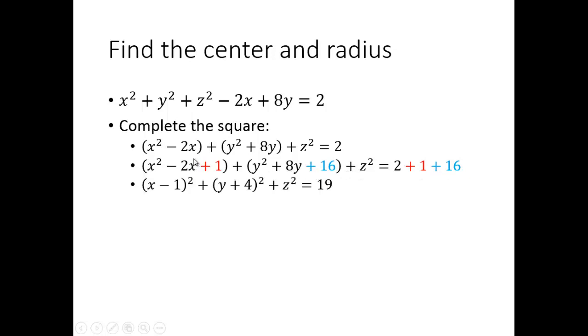Okay, next step, now this factors as a perfect square. X squared minus 2x plus 1 is x minus 1 squared. Y squared plus 8y plus 16 factors as y plus 4 squared, and z squared is just z squared. And then 2 plus 1 is 3, plus 16, that's 19. So this is really our sphere equation. And now you can read off the center. The x coordinate is 1, the y coordinate is negative 4, since y plus 4 is y minus negative 4. Z squared is z minus 0 squared, so the z coordinate is 0. The radius is the square root of the right-hand side, square root 19.